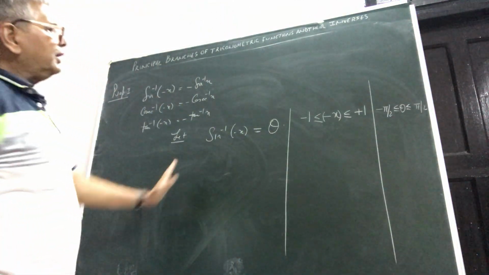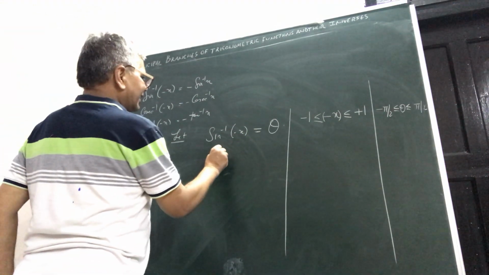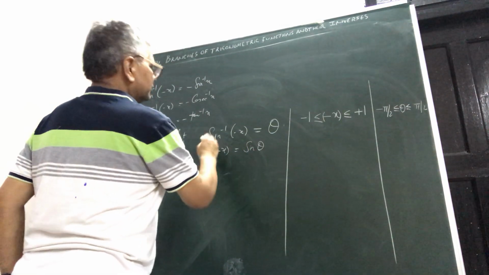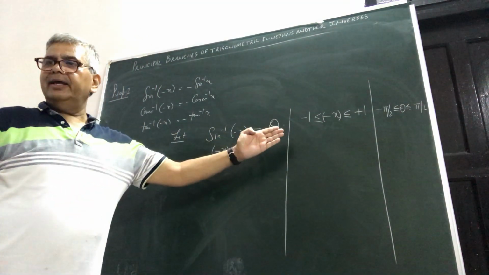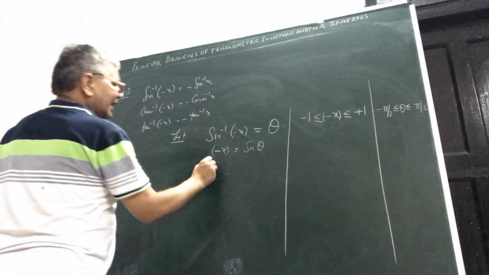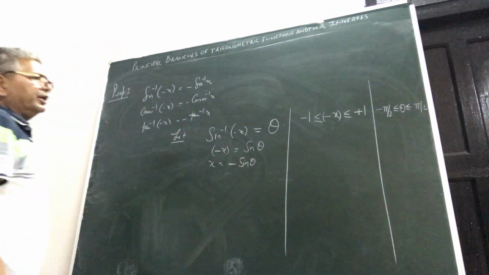Now see. Sine inverse of minus x is theta. So we are justified in writing minus x is equal to sine theta, because this is what the definition is. Sine inverse x is y, so y will be equal to sine x. So we are justified like this. Then x will be equal to what? Minus sine theta. Fine. Okay.